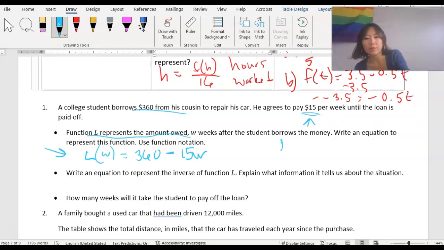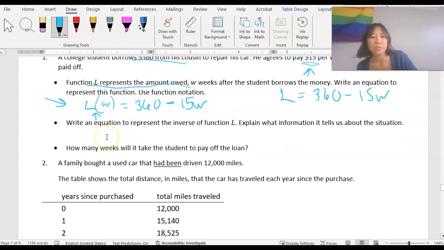You could have also, of course, written this as L equals 360 minus 15W, but we want to show this in function notation, so I'm writing it like this. It says write an equation to represent the inverse of this. So if we have L of W equals 360 minus 15W, I'm going to subtract 360 from both sides.